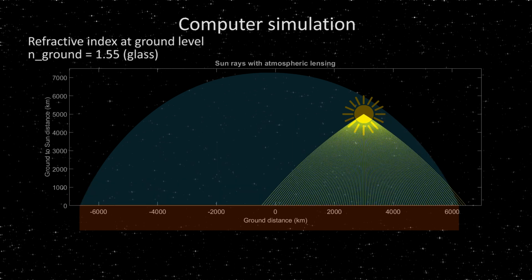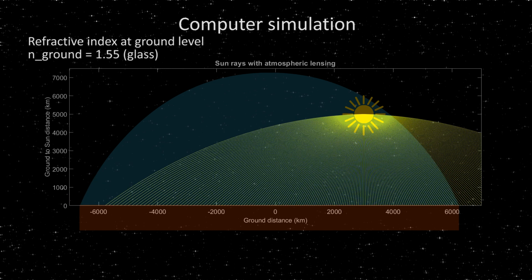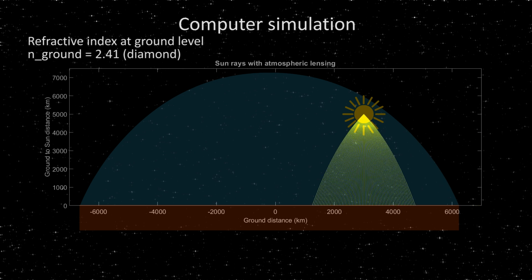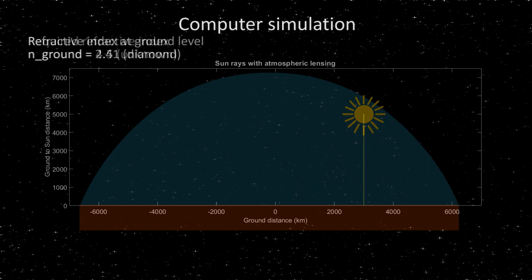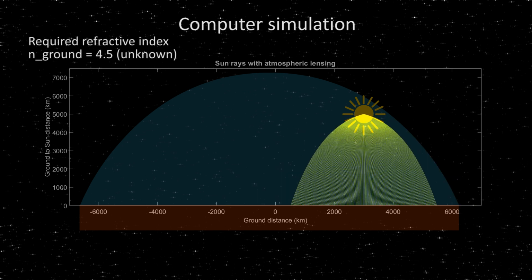The situation is similar for the other crazy cases, such as glass or diamond at ground level. As you can see, the bending is more noticeable, but still not enough to form the spot. For the model to hold, n ground turns out to be roughly 4.5. To be honest, I don't even know of any material with such a high refractive index for visible light.